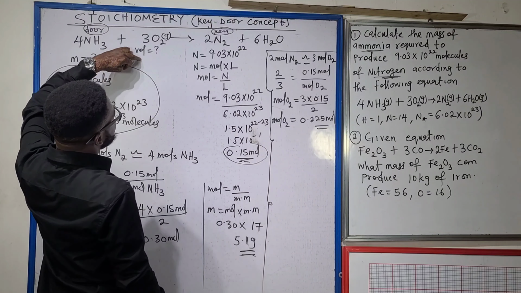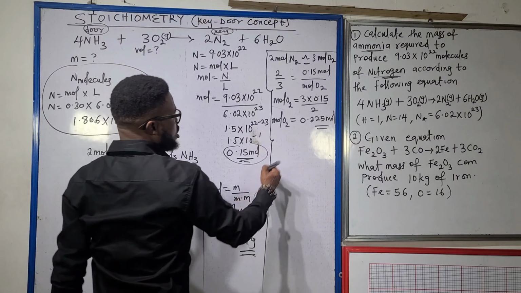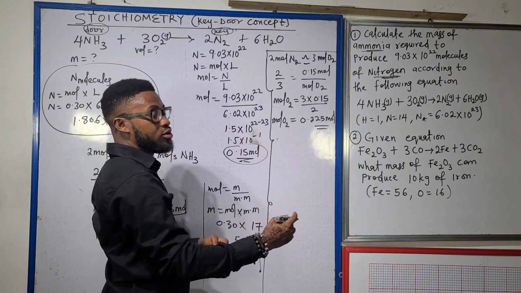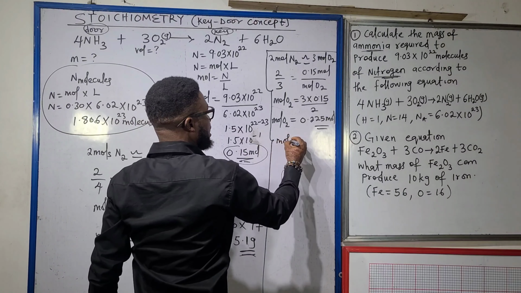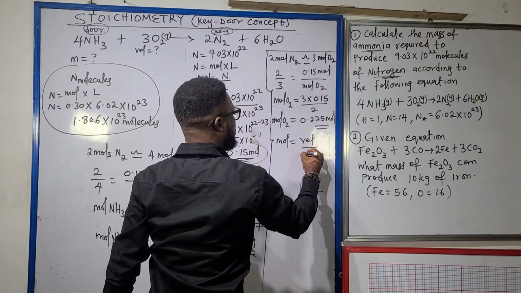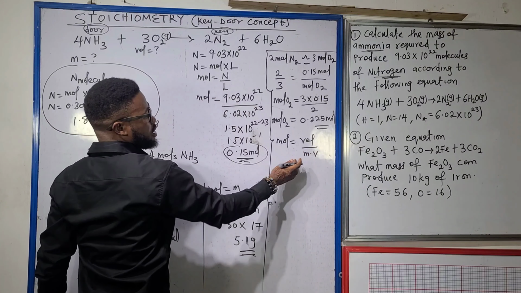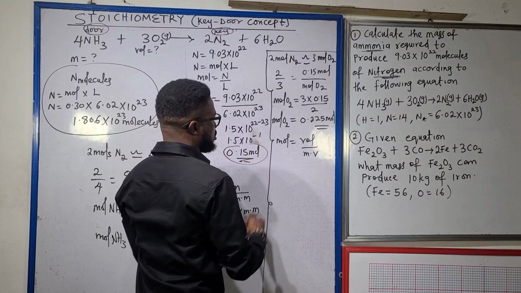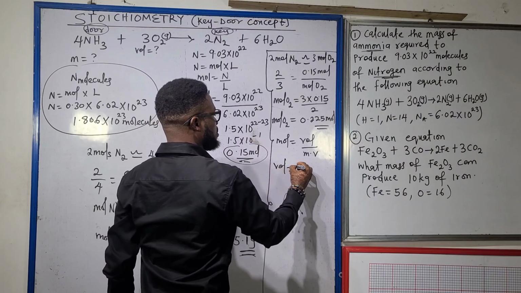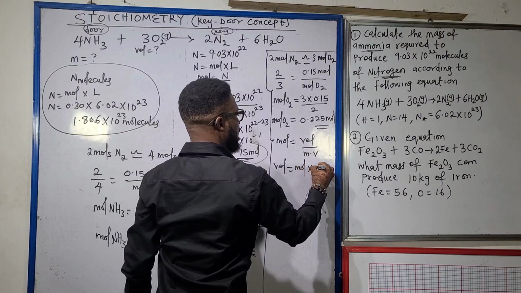But I was told to look for the volume of oxygen now. So we recall the mass-volume relationship where I said mole equals volume over molar volume. Molar volume is a constant, which is 22.4 dm³. Therefore, my volume is going to be mole times molar volume.